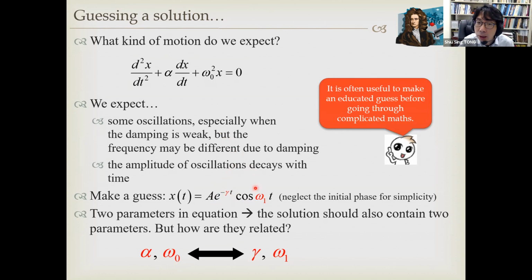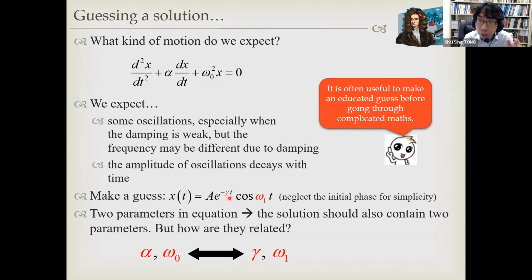As I say, the oscillation frequency may also be affected. So instead of just writing cosine omega naught t, where omega naught is the frequency with no damping, we now write the new frequency, which I call omega 1. So this omega 1 may be different from omega naught. The oscillation is still there, but it happens at a different frequency, omega 1.